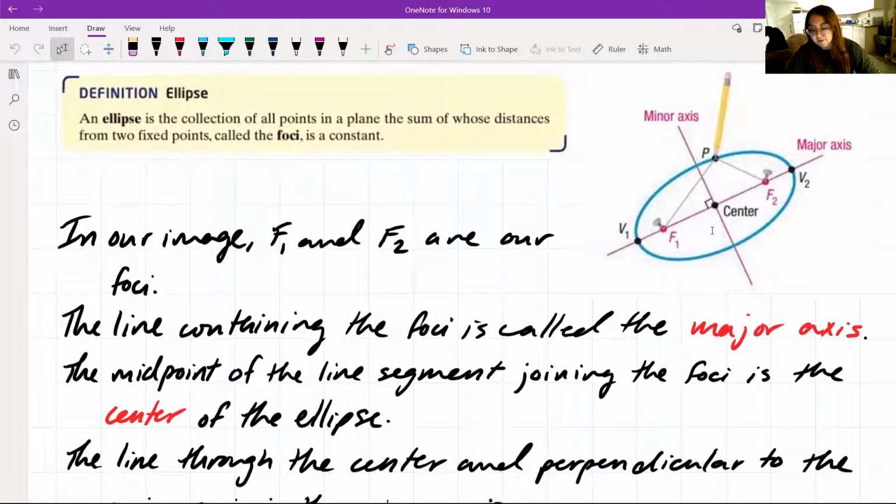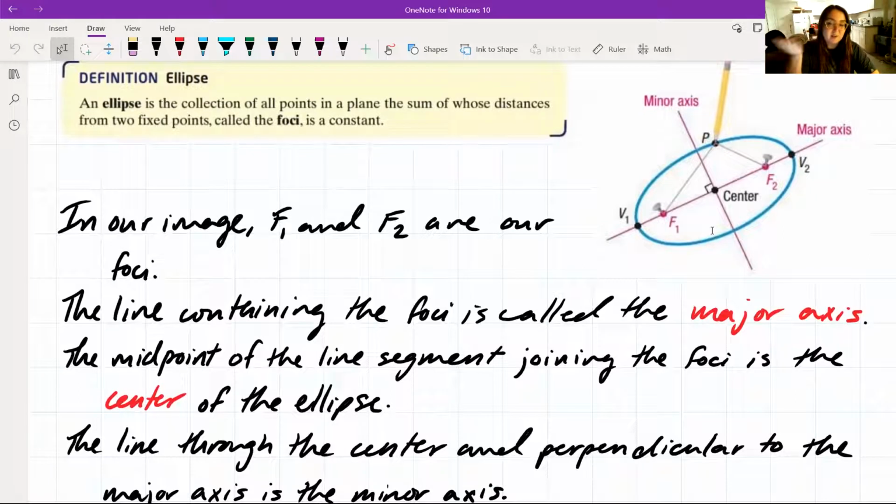It's drawn in this way with what looks like two thumbtacks, a string, and a pencil, because the way that you can draw a perfect ellipse is that if you put in two tacks at your foci, you attach a string of a certain length, and take a pencil, you can perfectly draw your ellipses that way.